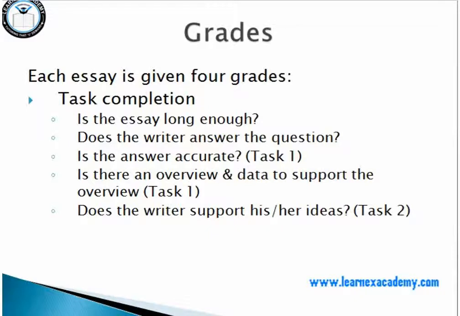Okay, so each essay is given grades in relationship to these parameters that I've already discussed with you. We're looking at the task completion. Is the essay long enough? Yes, you need to write either 150 words or 250 words, and it's really mandatory. That's the requirement. You need to fit that.